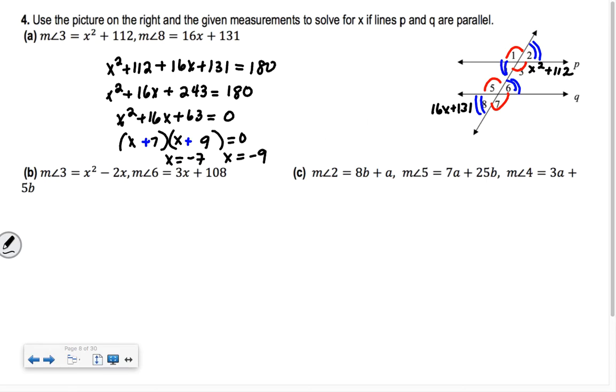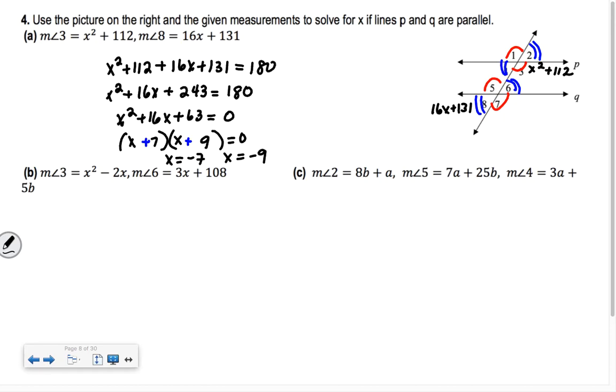Okay, so really quickly, we're going to see if both those work. We're going to go back into the original, and we just want to see if, when I plug in that negative 7 or negative 9, I don't get a negative number, because I can't have negative angles, right? So if I plug them into the x squared plus 112, I'm good. Do you guys see how x squared plus 112? Doesn't matter what you had, negative or positive. When you square something, it's going to be positive.